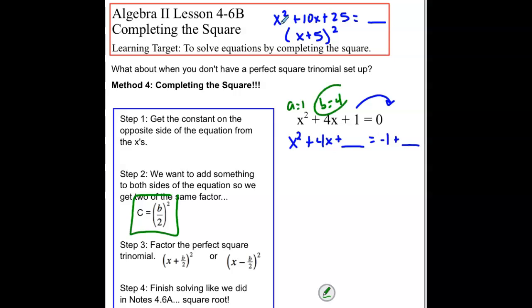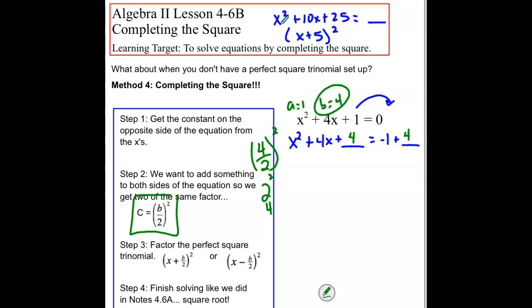So our b value was 4. So we're going to take 4, divide it by 2, which gets us a 2. And then we're going to square that. And 2 squared is a 4. So the missing number we want in there should be a 4. Again, whatever we add to one side, we have to add to the other.